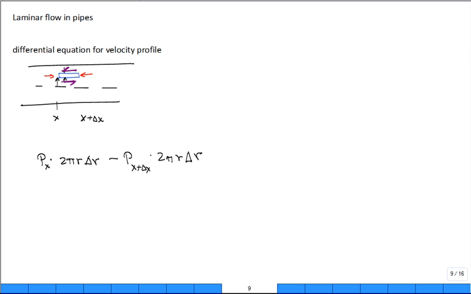So let's go ahead and say in the positive x, we're going to have the viscous shear stress, tau, at what location? R, times the area. What is the area? 2 pi r delta x. Does that make sense? Is it 2 pi r delta x? Can you see that? Okay, that's in the positive x.